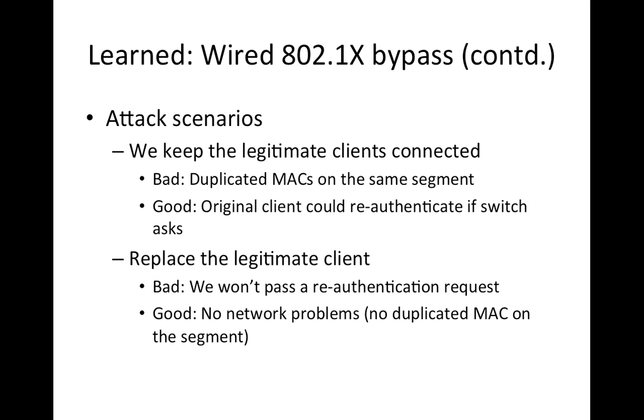There are two attack scenarios that I would like to cover. The first scenario is we keep the legitimate clients connected. The bad thing is there will be duplicated Macs on the same segment. The good thing is the original client could re-authenticate if the switch asks. The second scenario, we replace a legitimate client. The bad thing is we won't pass a re-authentication request. Good thing, there will be no network problems because there will be no duplicated Macs on the segment.